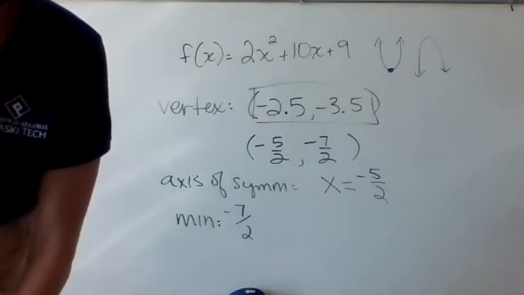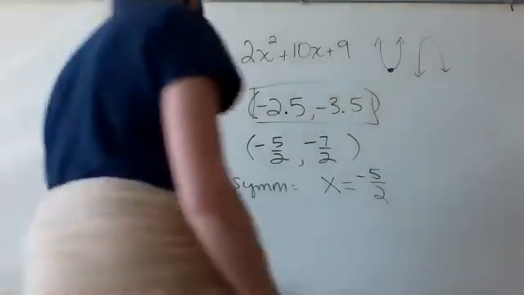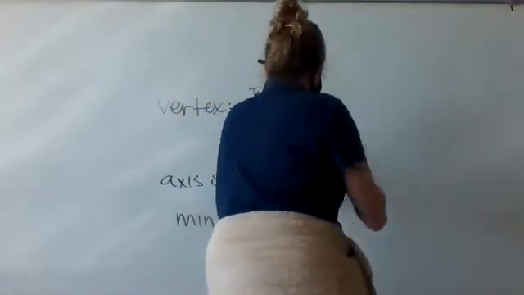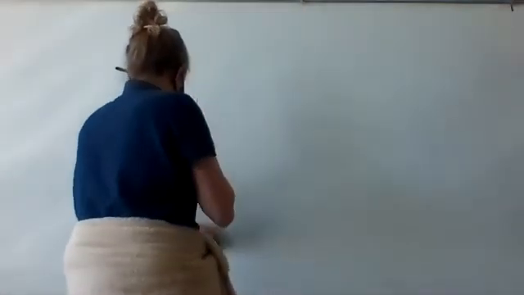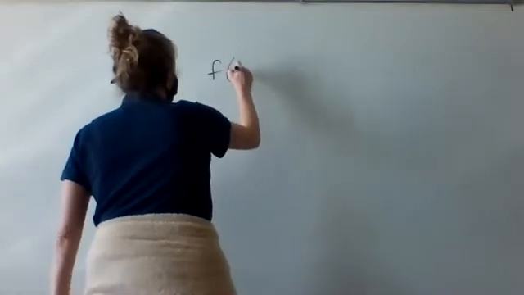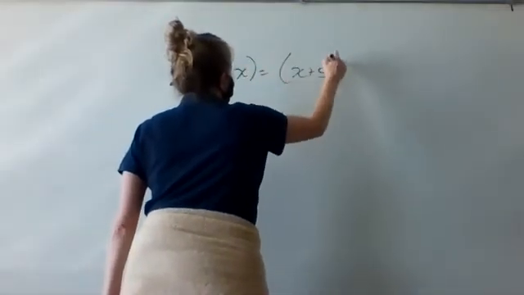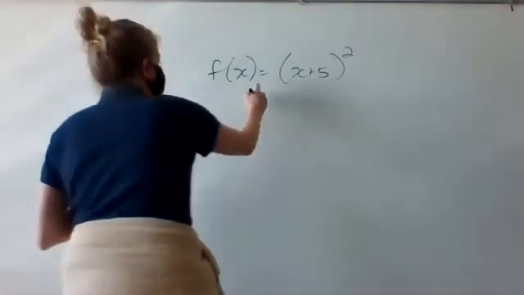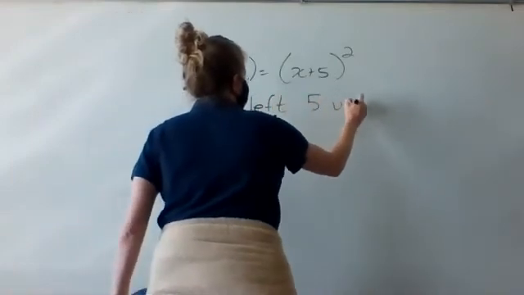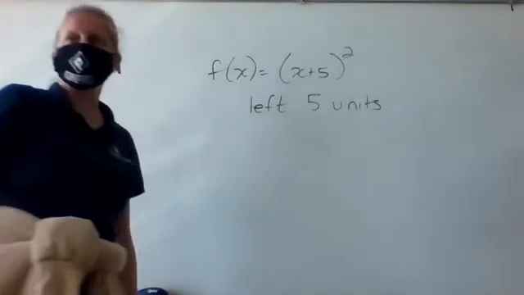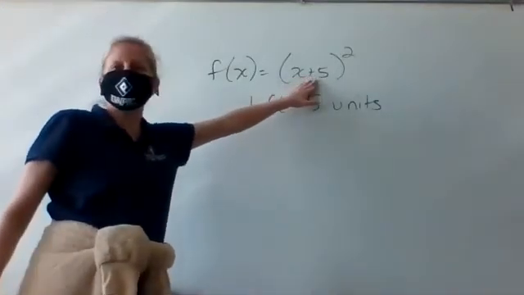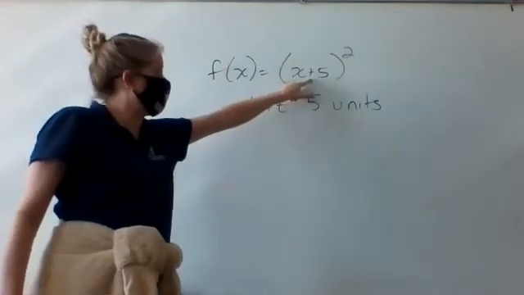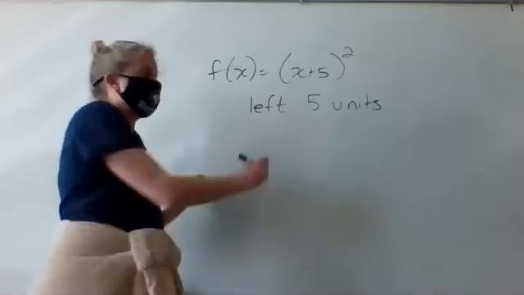True or false, the graph of h of x equals x plus 5 squared can be obtained from moving the graph of x squared left 5 units. So it wants to know, is this true or false? Where does this inside number move you? It does move you left and right, and you do go opposite the sign, so that plus 5 will move you left 5.